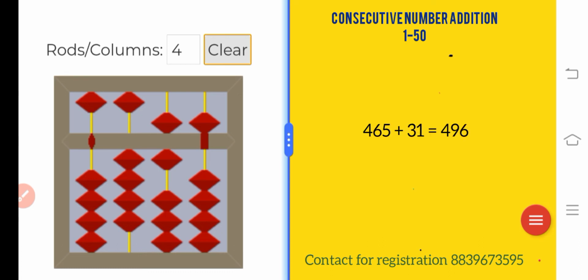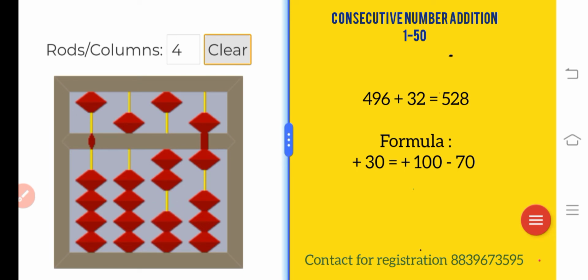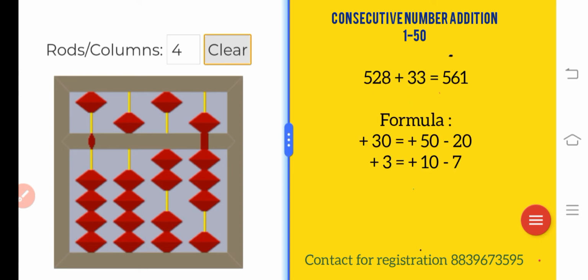For 31, we will add 30 in the tens place and 1 in the ones place directly. So we get the answer 496. For adding 32, we will use 100 place, that is plus 100 and minus friend of 30, that is 70. And for adding 2, we will simply add 2. So what we get the answer? 528.